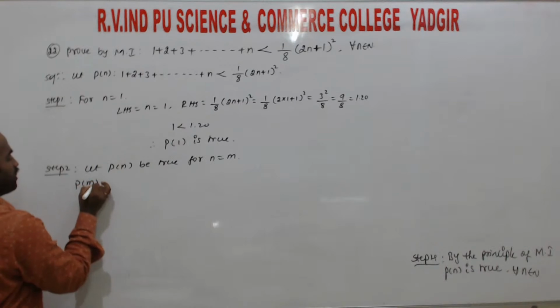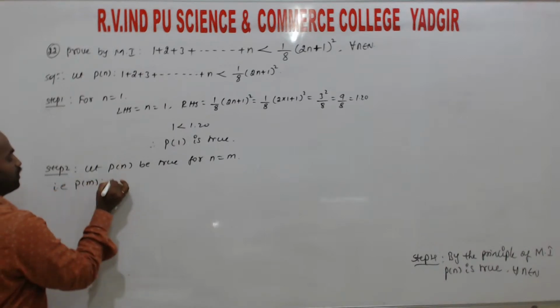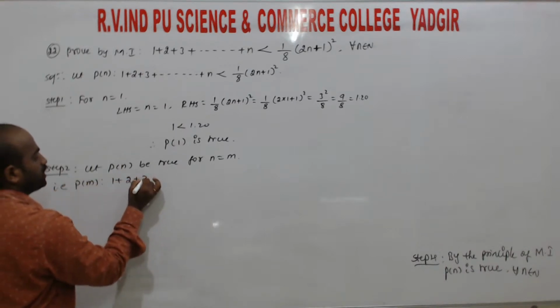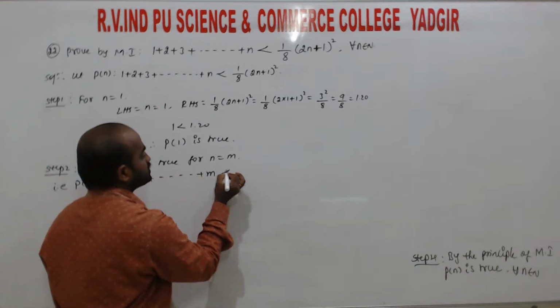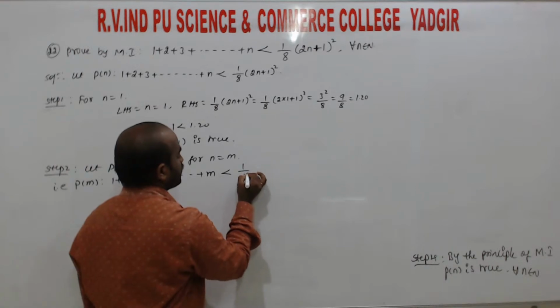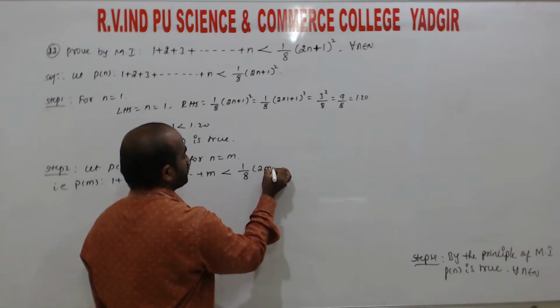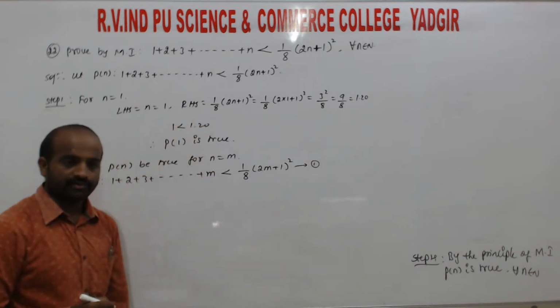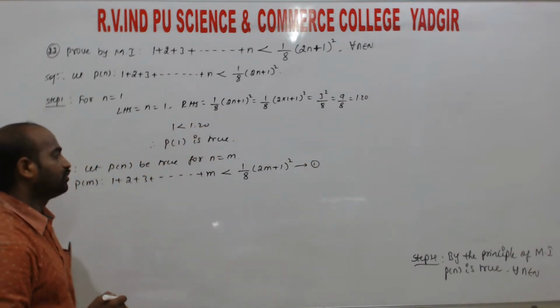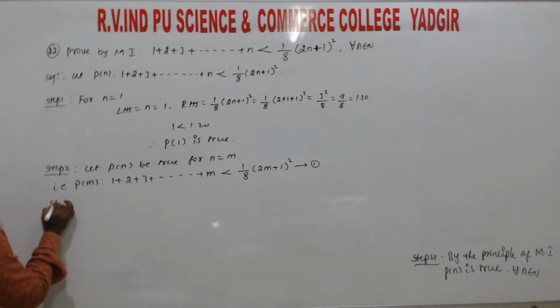That is P of m: 1 plus 2 plus 3 and so on up to m is less than 1 by 8 into (2m plus 1) whole square. Equation 1.